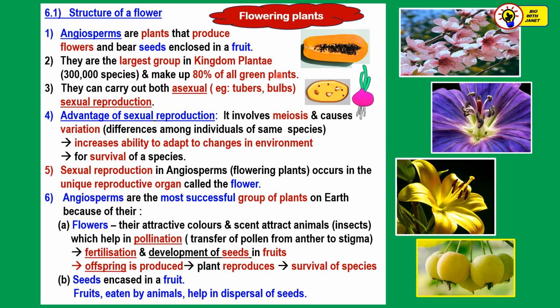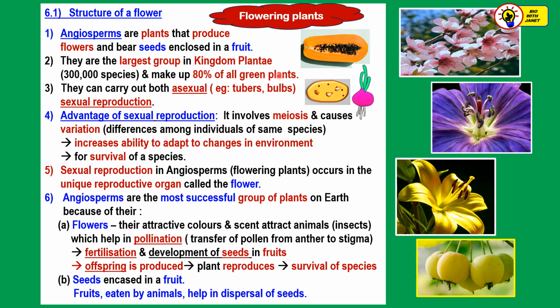Now, flowers. Firstly, the flowers of angiosperms have attractive colors and scents that attract animals such as insects, which help in pollination. That means the transfer of pollen from the anther of the flower to the stigma. And this causes the development of seeds after fertilization. This causes the development of new offspring. So in this way, the plant reproduces, and this leads to the survival of the species.